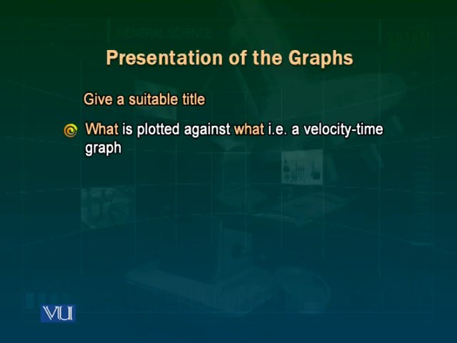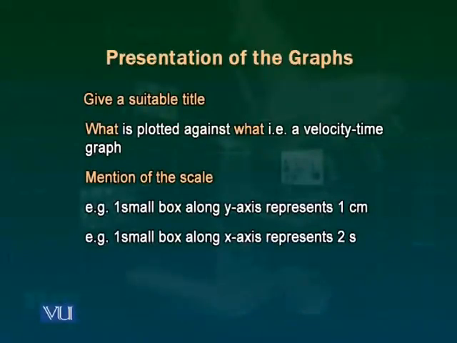Next, how do you present a graph? For a presentation of a graph, I would have to give a suitable title. What is represented in what? For example, a distance time graph should have distance and time. So I will say it's a distance time graph, a velocity time graph, or an acceleration time graph. I have to mention the scale of the graph. What does one box on the y-axis and one box on the x-axis represent? Let us say if it's the distance time graph, then one box along the y-axis is representing 1 centimeter, for example. So I will write on the top right-hand corner of the graph, one box is equal to 1 centimeter. And on the bottom side, one box along the x-axis represents 2 seconds, for example.